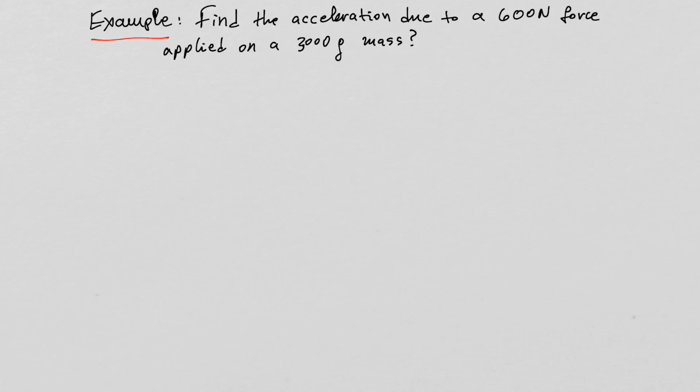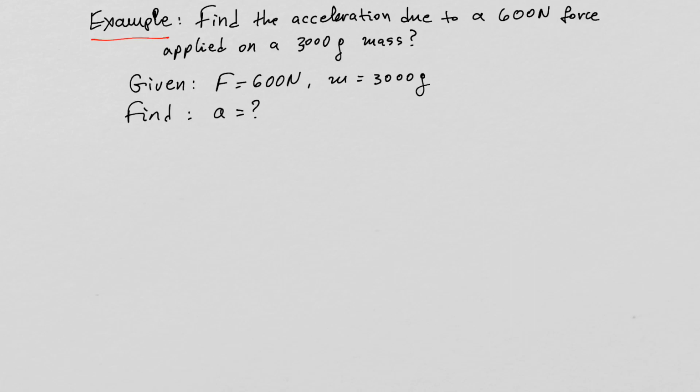Now let's look at this example using, again, Newton's second law. Find the acceleration due to a 600 Newton force applied on a 3,000 gram mass. So this time we know the force, which is 600 newtons, and the mass, which is 3,000 grams, and we are looking for the acceleration A.